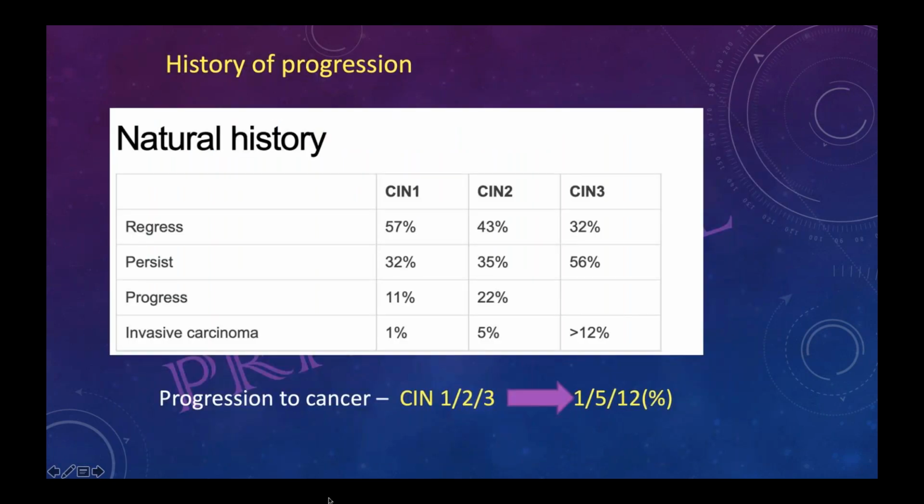Now this part is important both for part 2 people and part 3 people. How much is the progression to cancer? You can remember it this way, as a mnemonic: CIN 1, 2 and 3. Just remember 1, 5, 12, because this number is usually asked in the exam: how much of CIN 1, CIN 2 or CIN 3 will turn into cancer. For part 2 it is important.